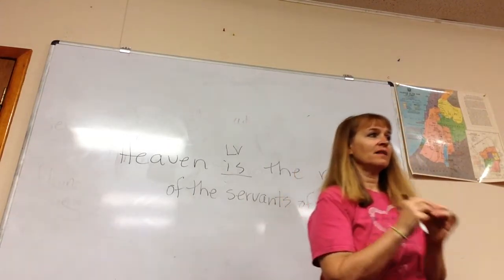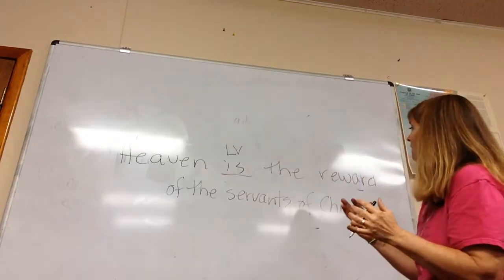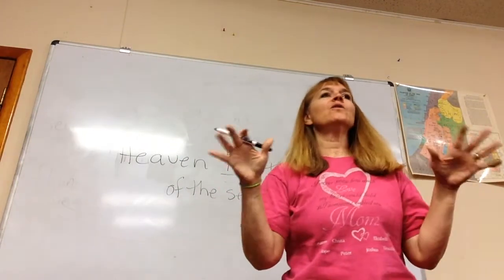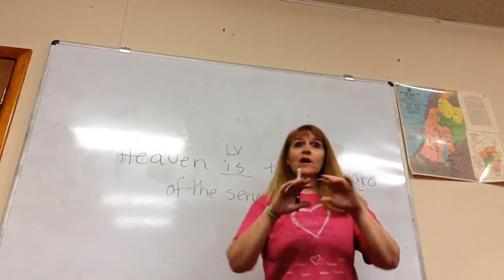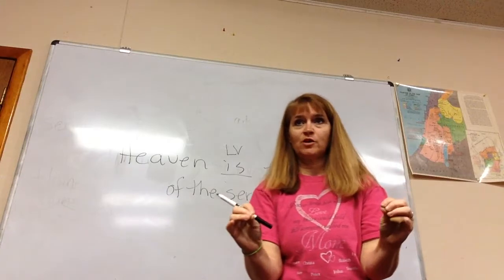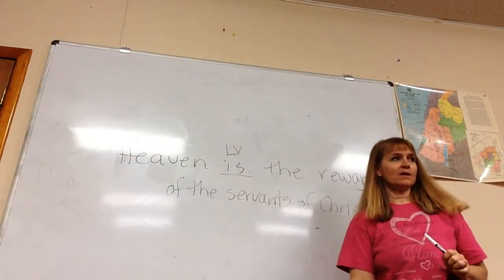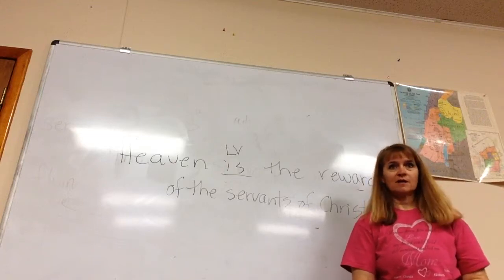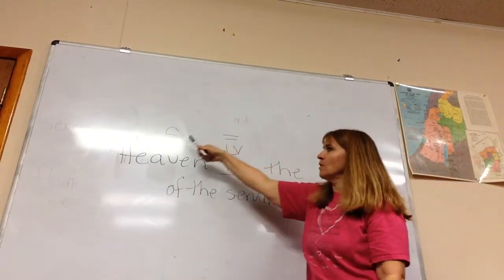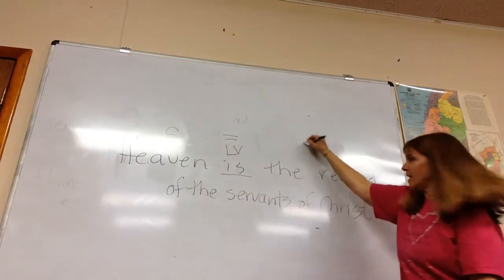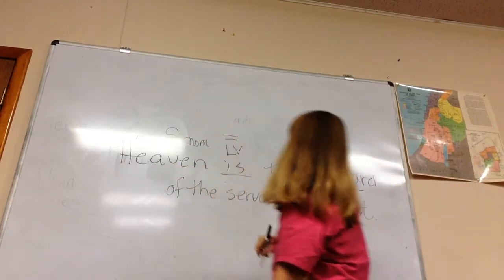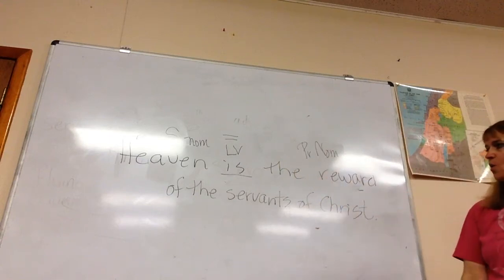So if you have a linking verb, it still is true here, you are not going to have a direct object. You're going to have a predicate adjective, a predicate noun, something like that, but no direct objects. All right, so we found our verb, and what do we do next? What's the subject? Heaven. Heaven is what? So, linking verb equals, so if this is the subject, what is this? Predicate nominative. Because these two things are equal, they both have to be in the nominative case. Heaven is the reward. So what else do we have?